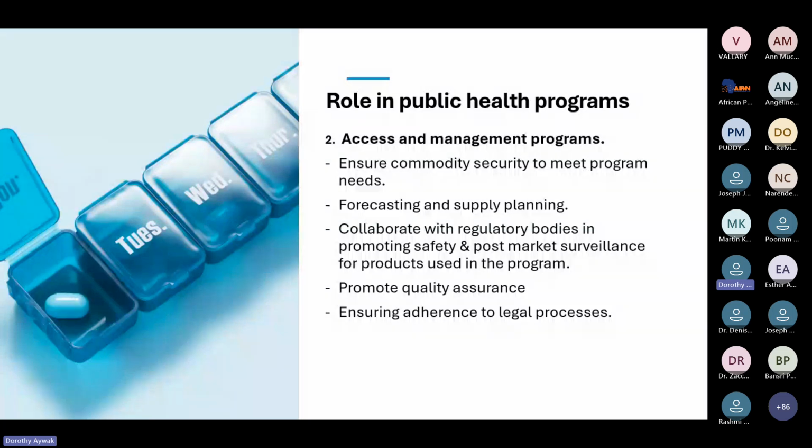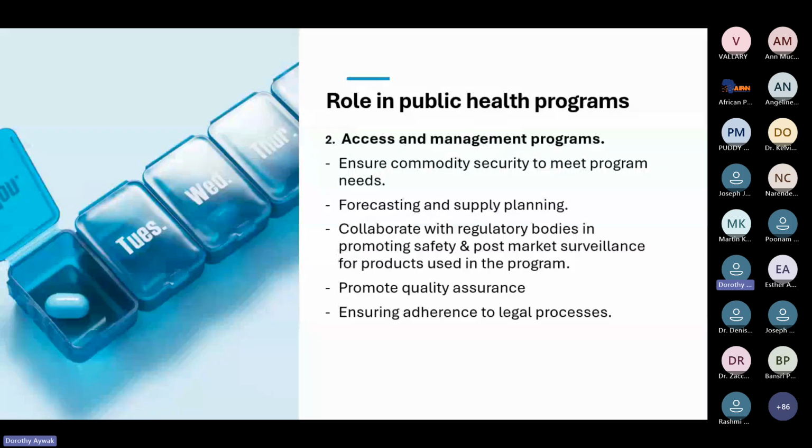So almost like withdrawal. If a patient is on TB treatment and you are not able to ensure the supply of the anti-TBs, then you're going to impact the patient outcome. So ensuring that there's access to a commodity to meet the needs of the program is very key, and that's a role that you should be able to play.